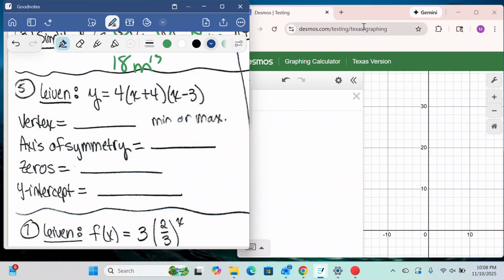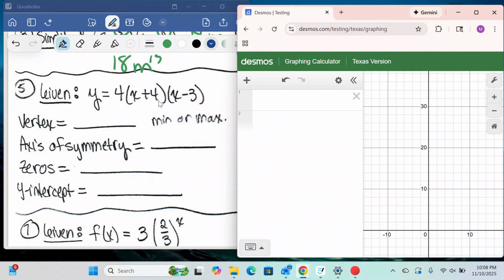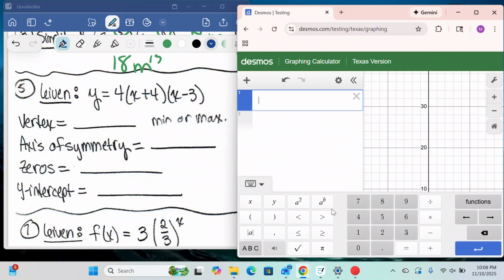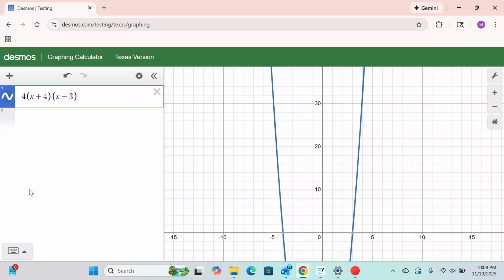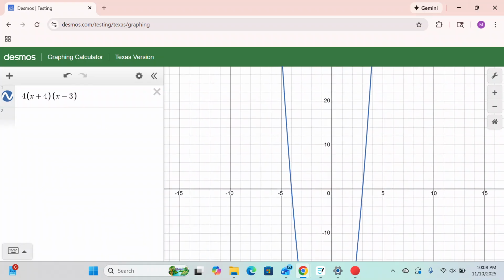So I'm going to go ahead and teach you how to input this equation into Desmos. Do I have to put the y? No. If you want to, you can go right ahead. So you're going to put 4, open parentheses, x plus 4, close parentheses, open parentheses, x minus 3. So right there, I'm going to close the parentheses, and I'm going to expand it so I can really talk about every single point. So I'm going to look at this parabola, and it has a U shape.